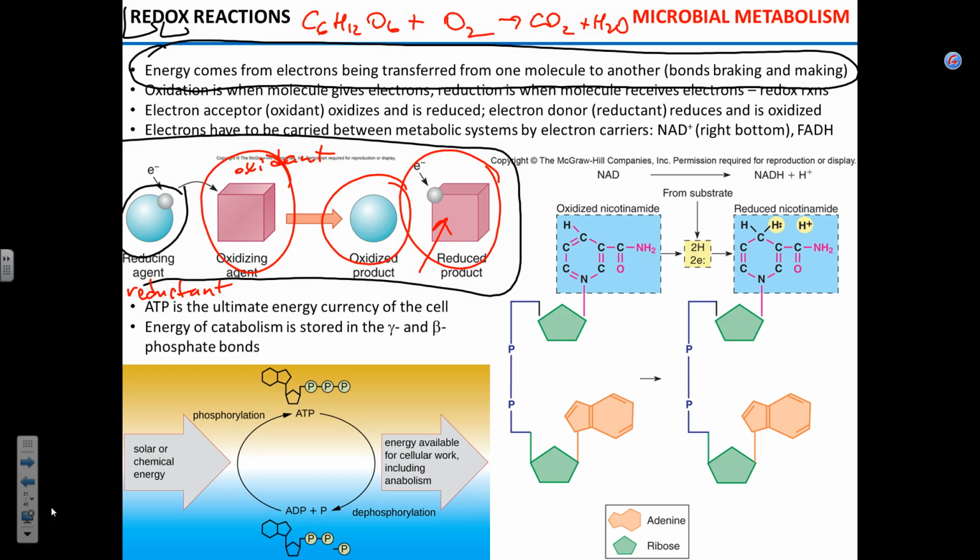Oxidant. And glucose? Reductant, yes. So in this reaction, glucose is oxidized or reduced? Oxidized. Glucose is oxidized because we take electrons from glucose. And oxygen is reduced because it gets electrons.